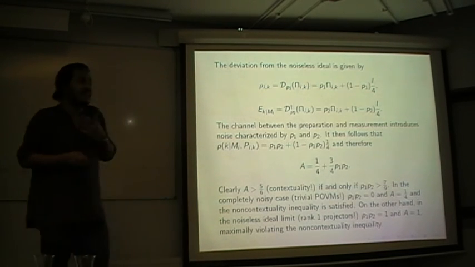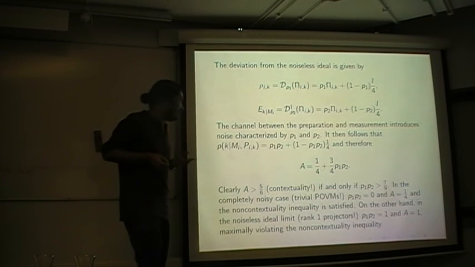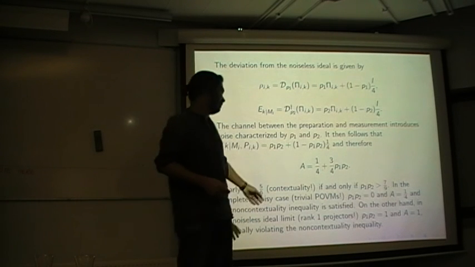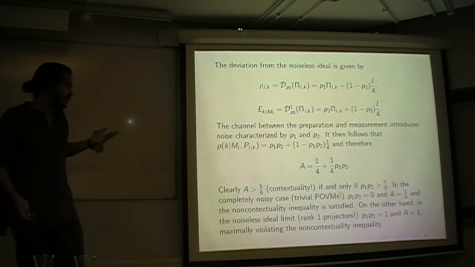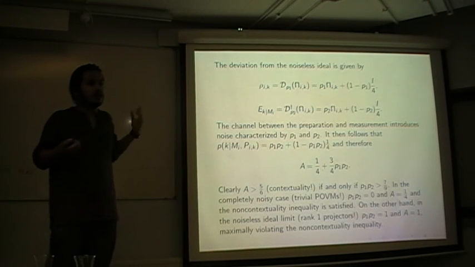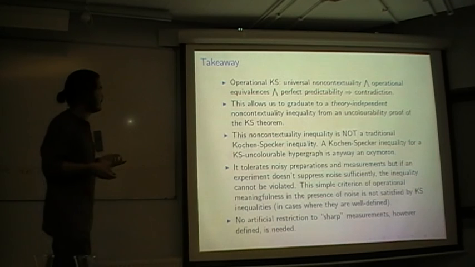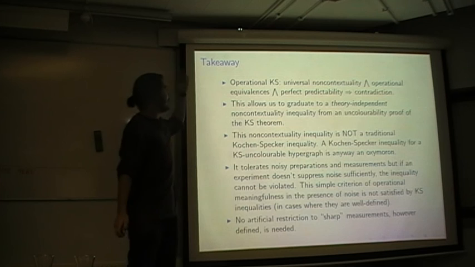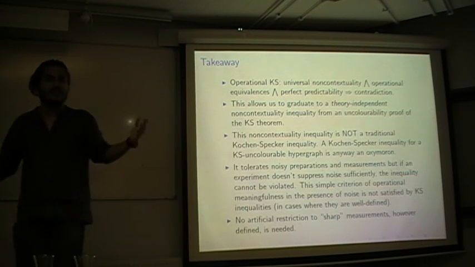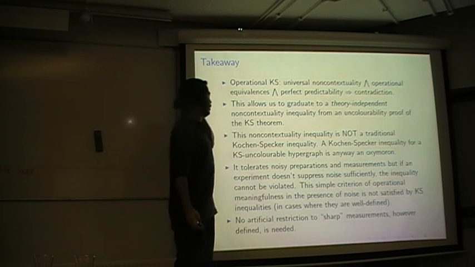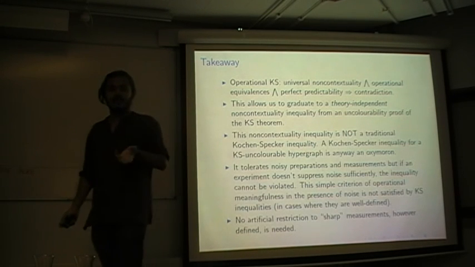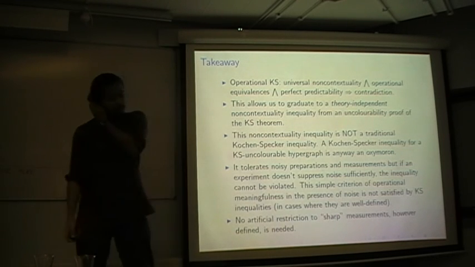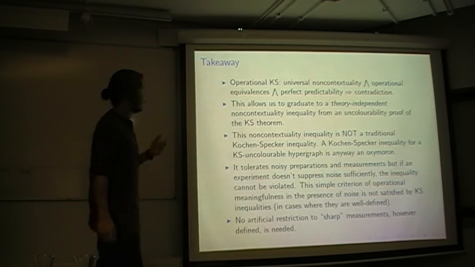On the other hand, in the noiseless ideal limit with projectors and pure preparations, you always achieve P1 and P2 equal to 1, and you achieve perfect predictability, which is in some sense the maximal violation. That's the analog of the Kochen-Specker theorem in this operational generalization. So, the takeaway, the things I want you to take away from this talk even if you didn't follow the rest of it. Just remember the first fact: the operational version of the KS theorem says that if you verify certain facts about the operational equivalences and facts about perfect predictability, then under an assumption of non-contextuality, you are bound to get a contradiction. You can read this differently, and then you can derive inequalities.